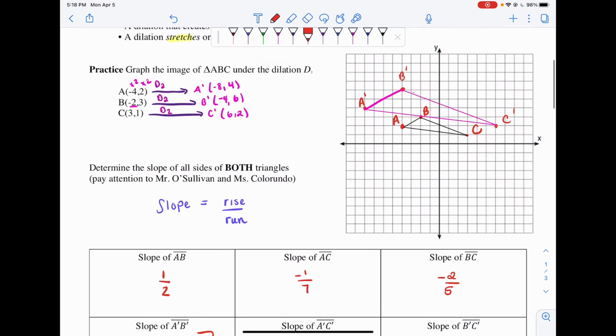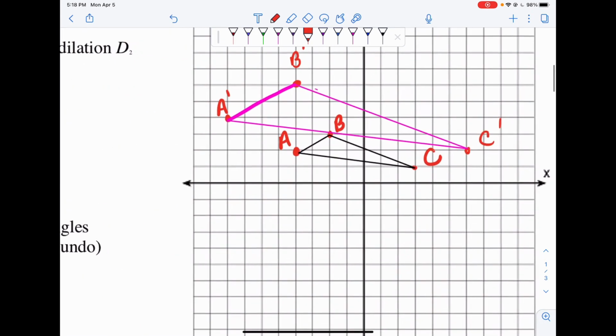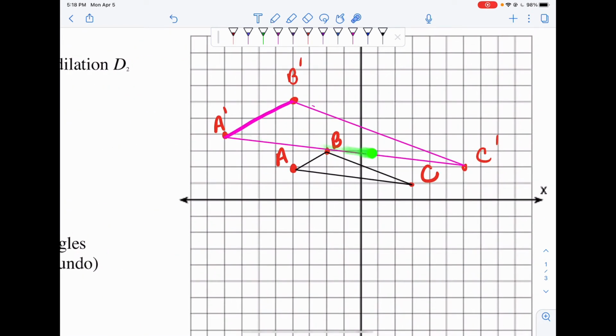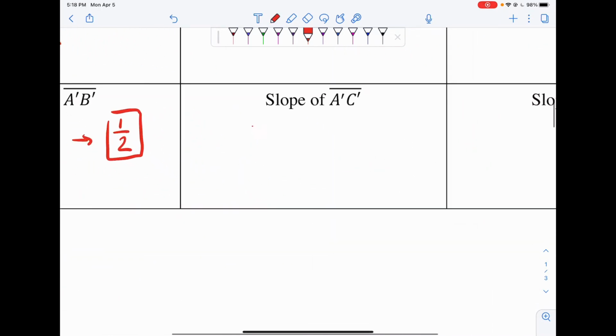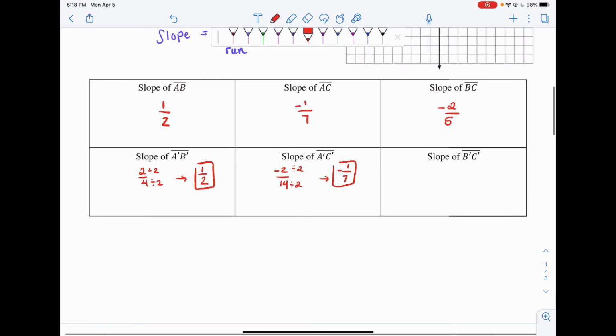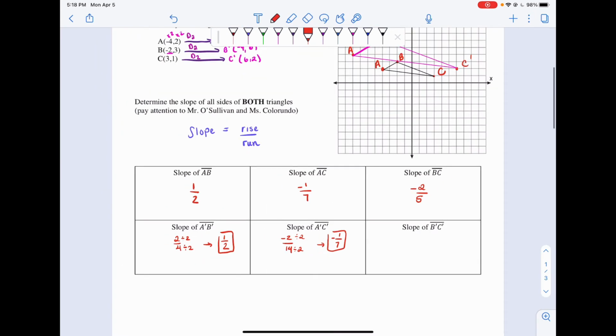Wonder what's going on. Now I do the slope of A prime, C prime. So I start at A prime and go to C prime, which is right over here. So I go down 1, 2, and over 1, 2, 3, 4, 5, 6, 7, 8, 9, 10, 11, 12, 13, 14. So I go down 2, right 14. But if you look, I can divide by 2 again. So I get -1/7. I wonder what's going on. Wonder if you notice something.